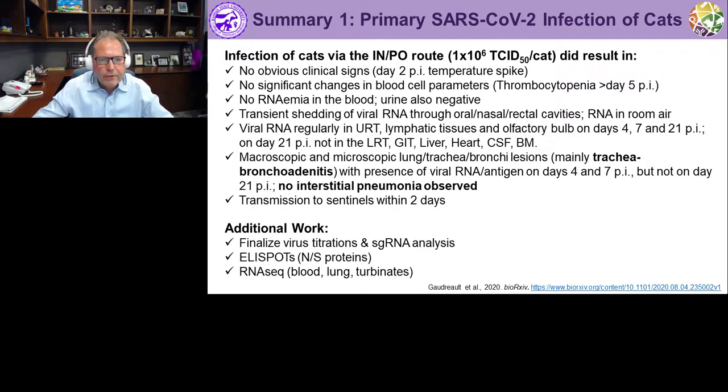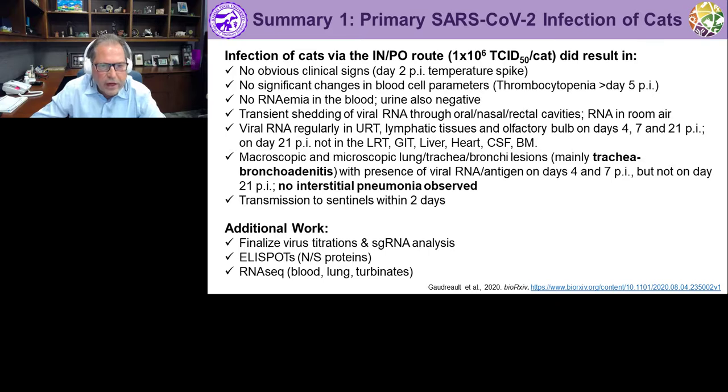We could show that if we infect cats via the intranasal and per os routes simultaneously with 10 to the 6 TCID50, we do not observe obvious clinical signs. We saw a day 2 temperature spike, but that's the only thing we saw. No real clinical signs. And these are 4.5 to 5-month-old animals. We did not see any significant changes in blood cell parameters or biomarkers. The only thing we saw was thrombocytopenia above 5 days post-inoculation. There was no anemia in the blood. The urine was also negative.